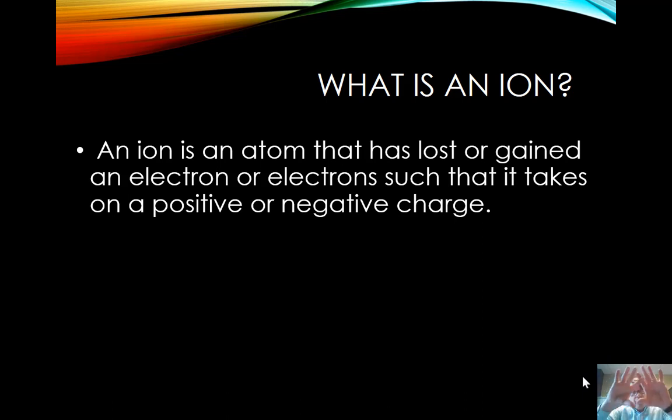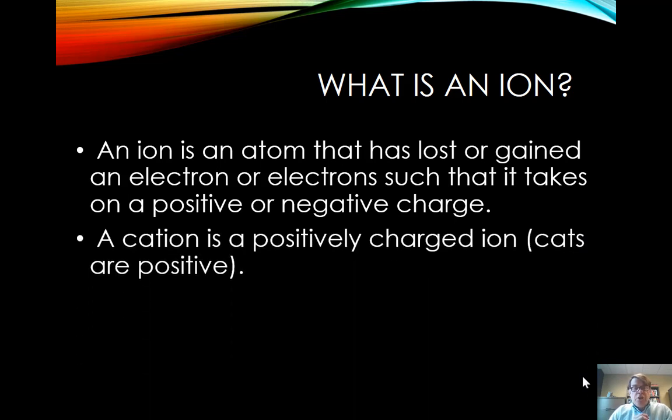But the electrons that are in the cloud around the nucleus, some atoms can lose or gain an electron. And when that happens, if it loses an electron, then it's become more positive because it gave away some of its negativity. It went into therapy and it became less negative. If it gains an electron, then it becomes a negative ion. So an ion is an atom that has either lost or gained an electron or electrons such that it takes on a positive or a negative charge.